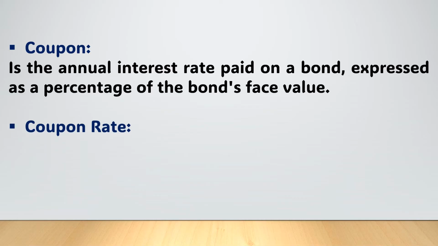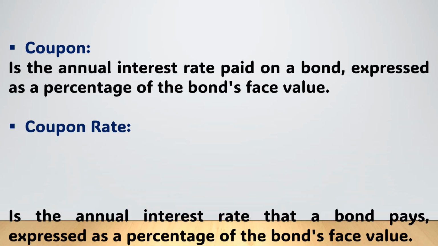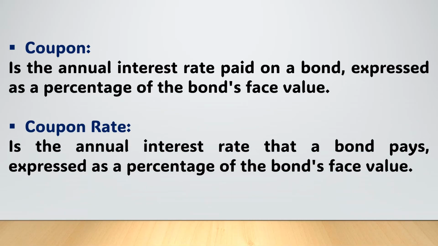Okay? And the coupon rate. It's the annual interest rate that the bond pays. Okay? So, express percentage of the bond's face value. So, it is set at the time of issuance and remains fixed throughout the life of the bond. Okay? Or throughout the period.